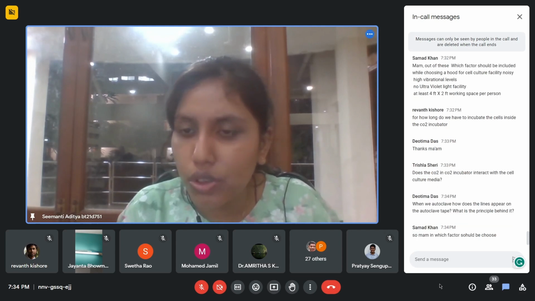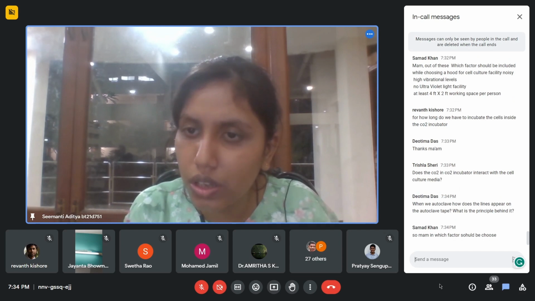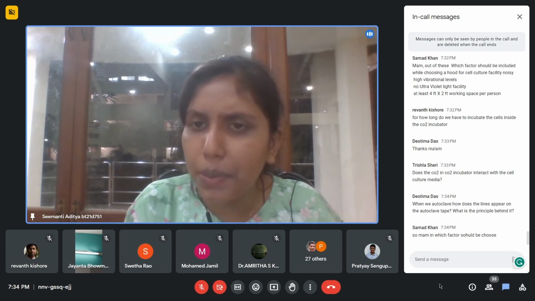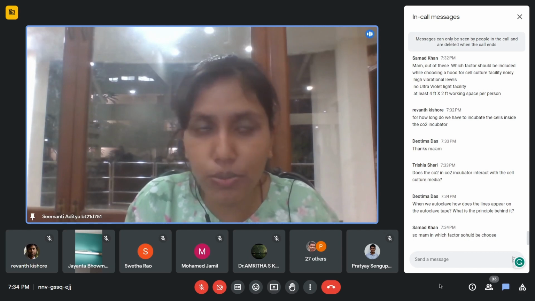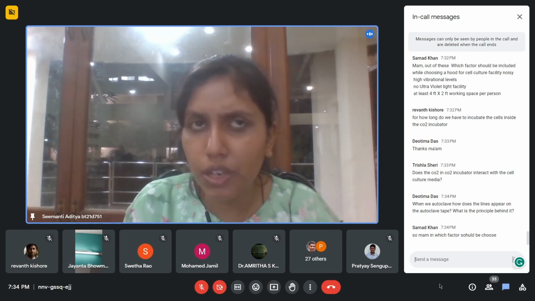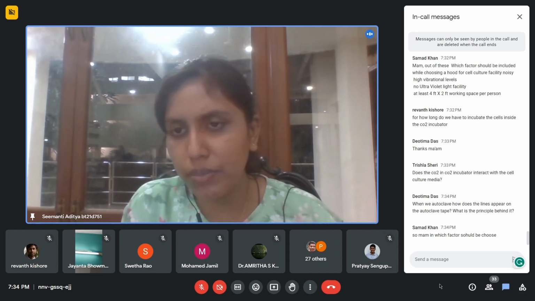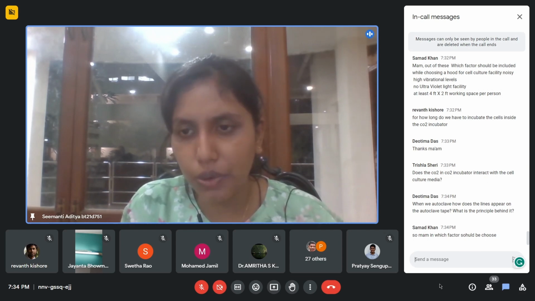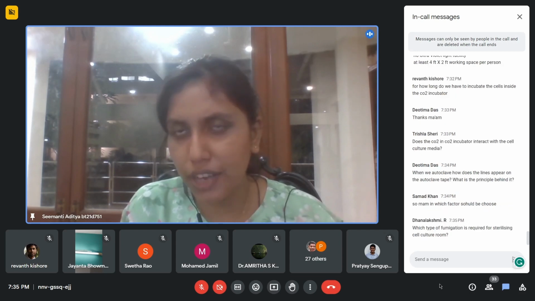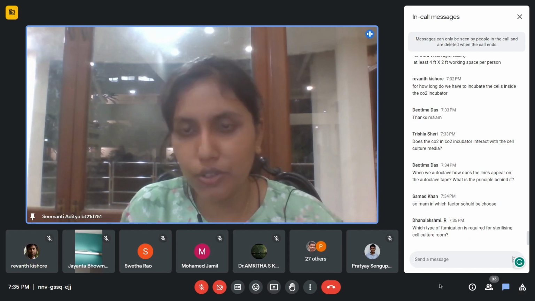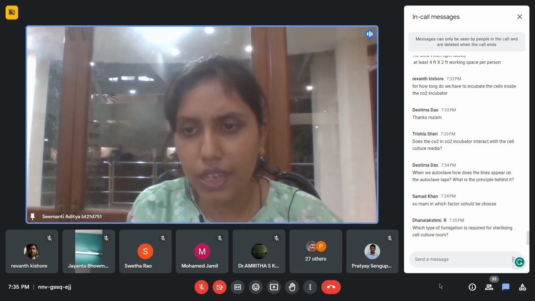For how long do we have to incubate the cells inside the carbon dioxide incubator? It depends upon the growth time of your cells. Some cells duplicate in 24 hours. So it depends upon how fast your cells are growing. You can keep them in your carbon dioxide incubator to allow the growth. If it is slow growing, you can keep it 2-3 days, no problem. If it is fast growing, at least every day once, or every 1.5 days, you have to check the status of your cells. So depending upon your cell type and cell growth, it depends.